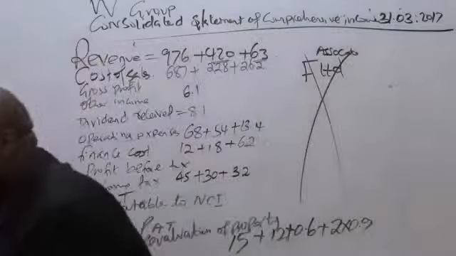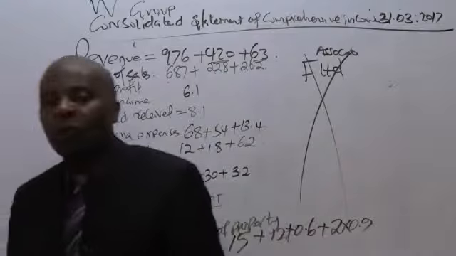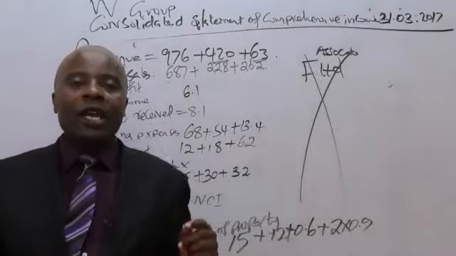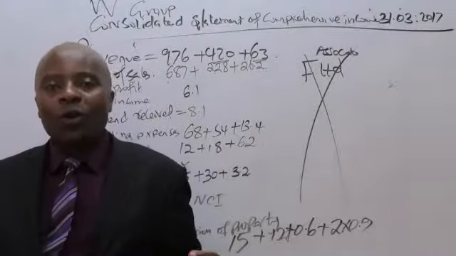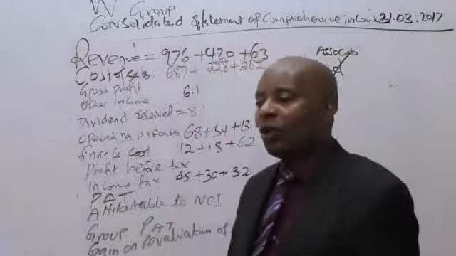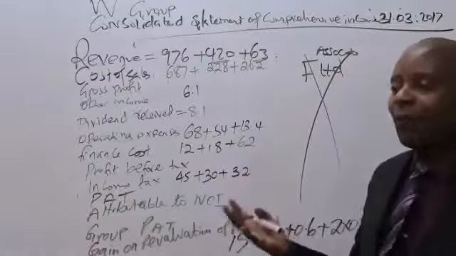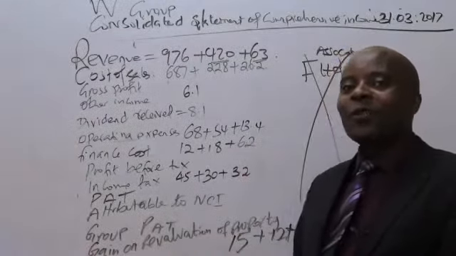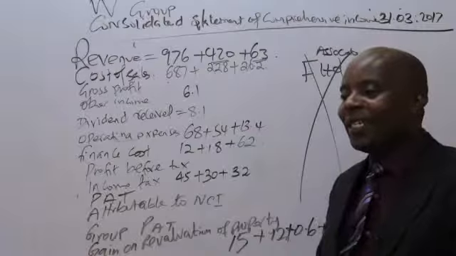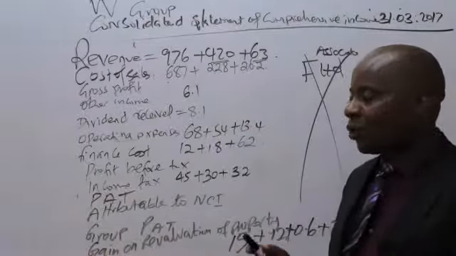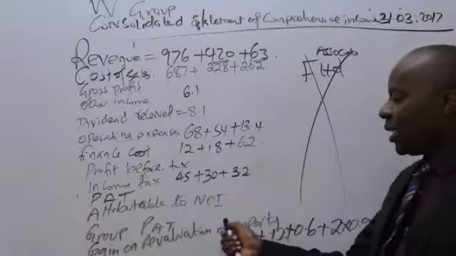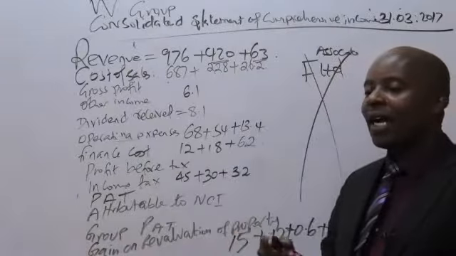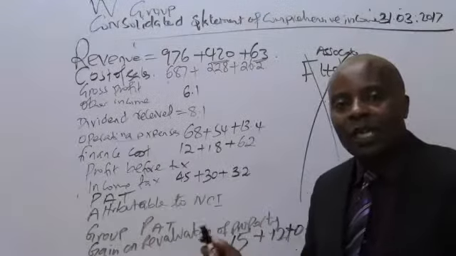Ladies and gentlemen, remember, I'm just here not to complicate your life. I'm just here to make your life easier, to show you how you can harvest what we normally call low-hanging fruits. And the very first low-hanging fruit that I would want everybody to understand here today is all these items that come after other comprehensive incomes.